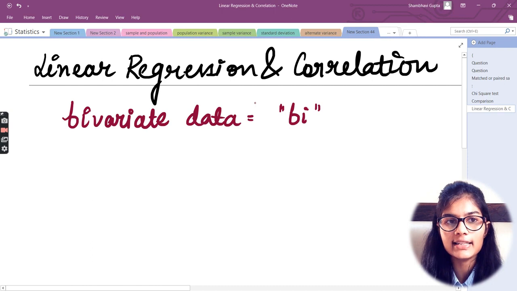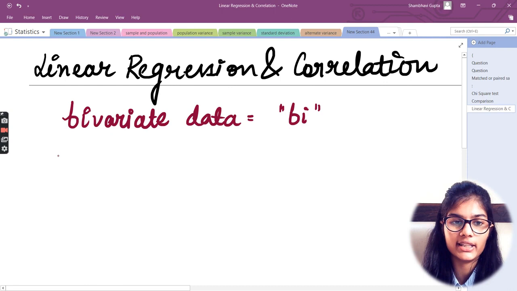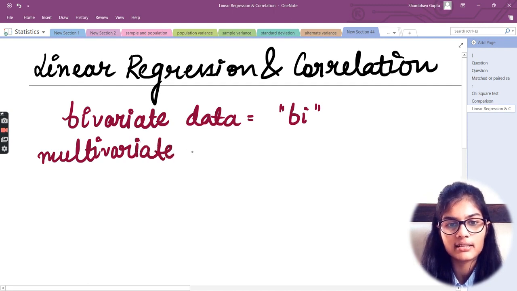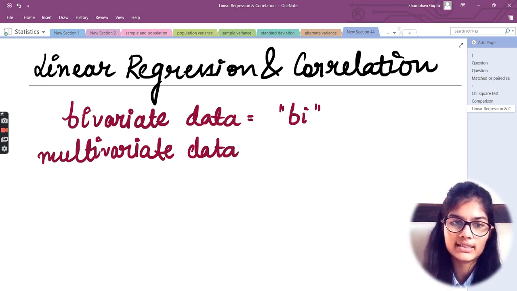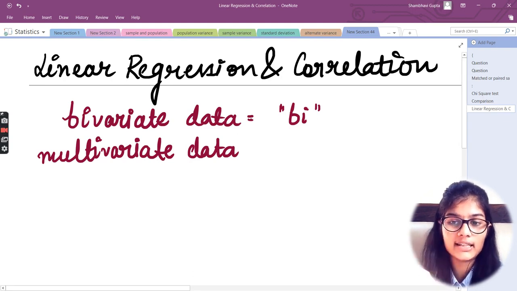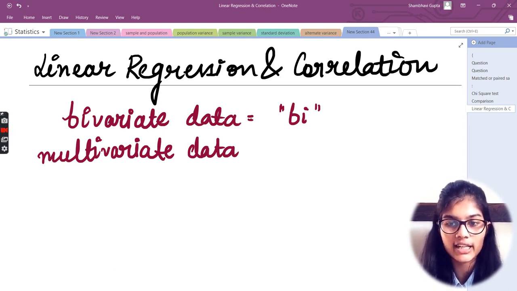In reality, statisticians mostly focus upon multivariate data, and here goes the data. Fine. So the examples I showed you were bivariate data, where bi means two, and statisticians commonly look at multivariate data, that means having many variables, right?